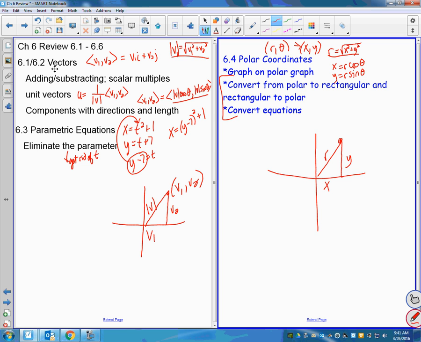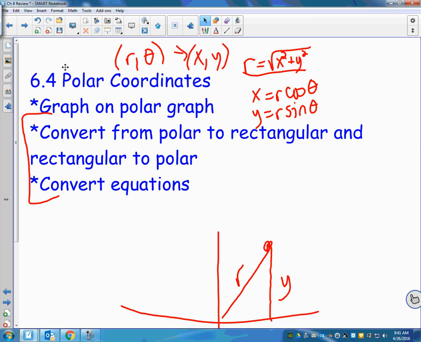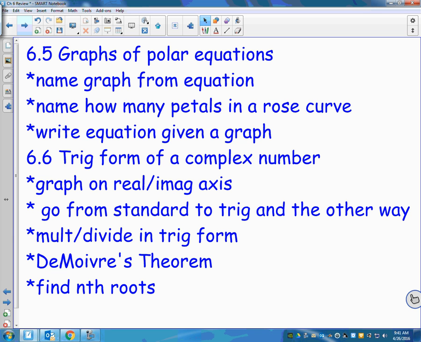This is also where we started graphing these, and that's where I'm going to give you some stuff on the test. All right? So we had some types of graphs here, right? We had Rose curves. I want you to be able to do the Rose curve stuff.